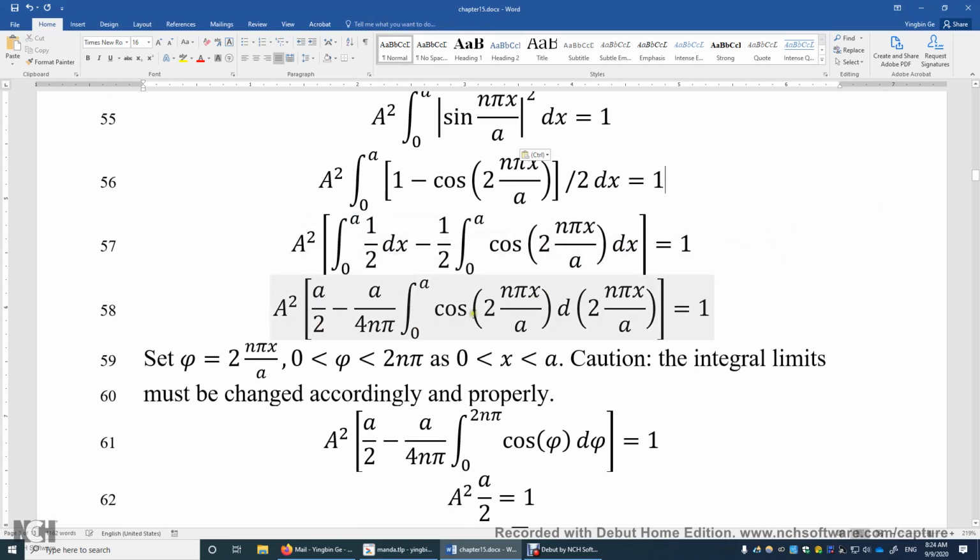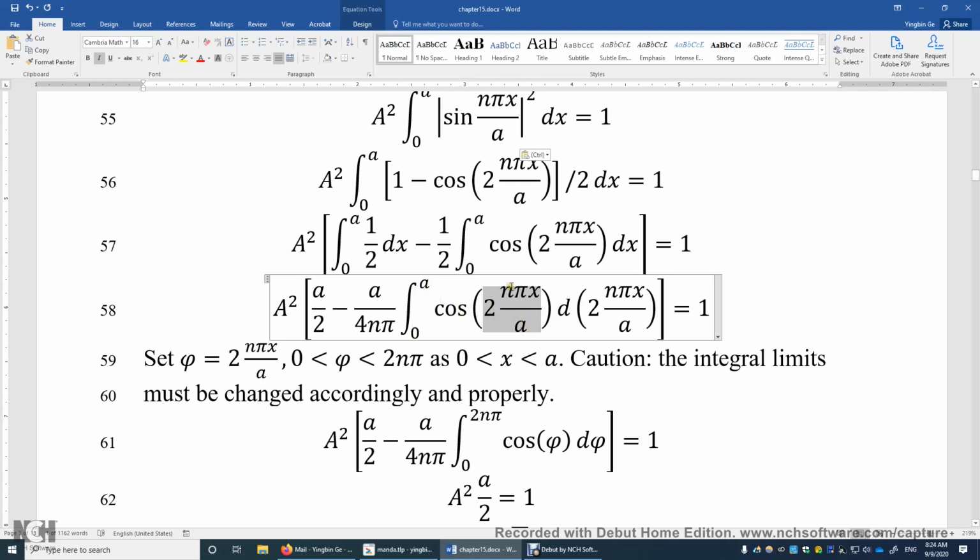All right, so over here, this is how I integrate this cosine function. I did some variable substitution here. I said, z or whatever dummy variable, to be 2 n pi x over a. So you're looking at cosine z dz over here. And cosine z dz, how do we integrate that? It's very simple. It's just sine z.